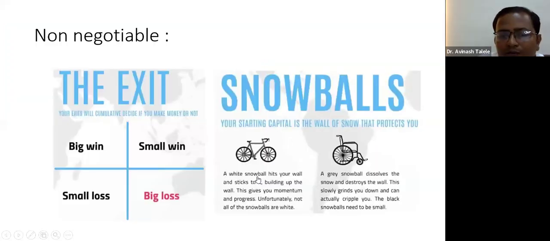Some things are non-negotiable. I want to bring to everybody's attention that for every trade or every transaction that we do, the exit is very critical. Everybody focuses on entry, kya buy karna hai, kab buy karna hai, but I'm more focused on the exit. There are only 4 possible outcomes of every transaction that we do in the equity markets. Either we will have a big win, small win, small loss or a big loss.